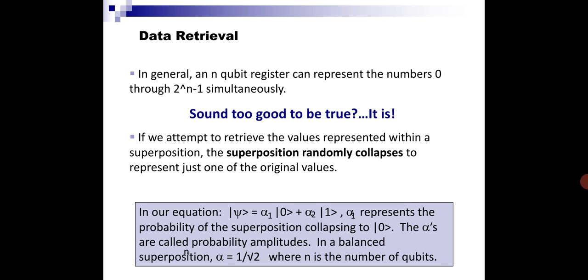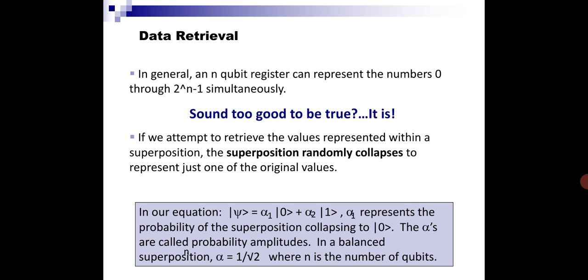Now, data retrieval. It sounds too good to be true, or true it is. In general, an n-qubit register can represent the numbers 0 through 2 raised to n minus 1 simultaneously.